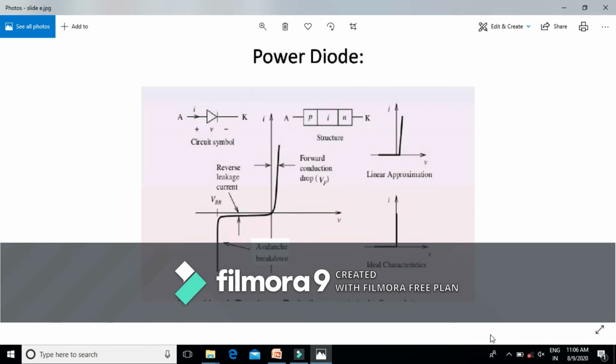If biasing is applied, that means if an external voltage is applied across the anode cathode terminals, during forward biasing, that is when P is connected to the positive of the battery and N is connected to the negative of the battery, the width of the depletion layer gets reduced.